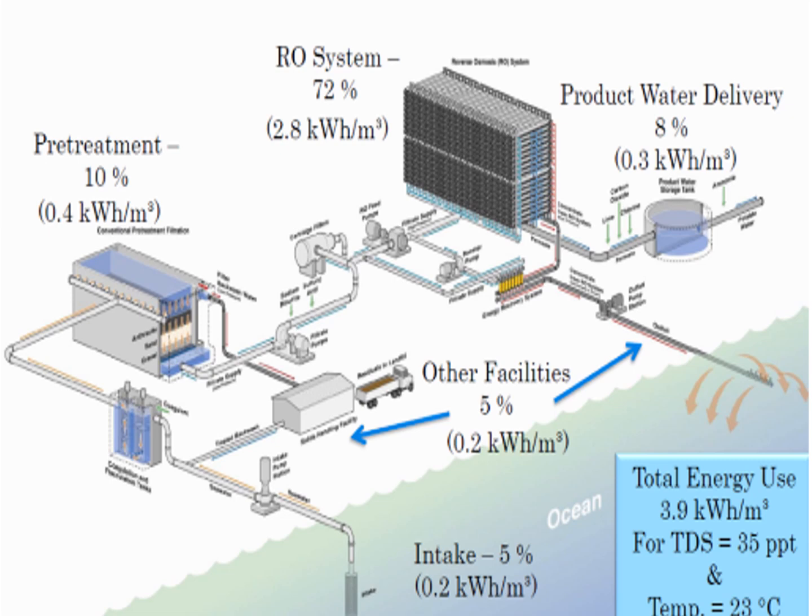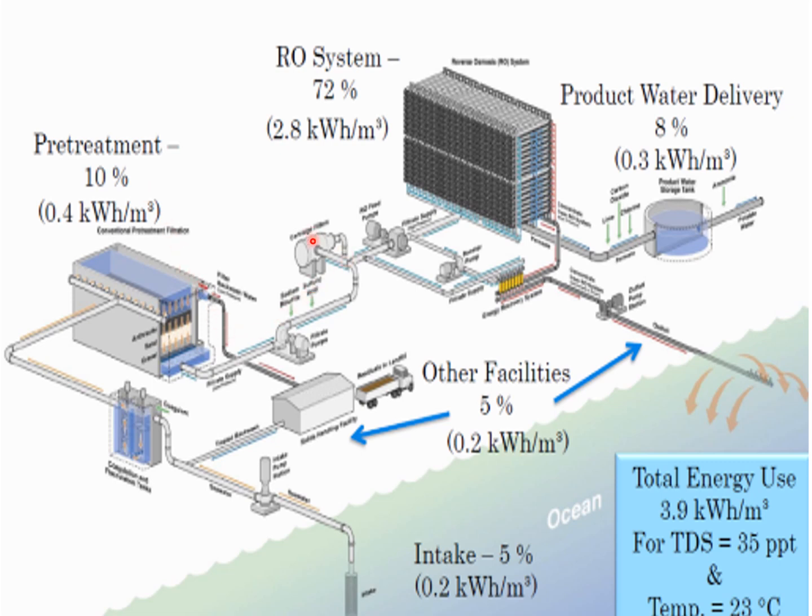So let's look at the energy distribution in a seawater desalination plant. So this is the overall total energy usage. 3.9 kilowatt hour per cubic meter is required to desalinate water with TDS concentration 35 gram per liter and temperature 23 degrees. So for intake from seawater, we collect seawater, so we need to pump. This will consume around 0.2 kilowatt hour per cubic meter. And this goes to the pretreatment, sand filtration or ultrafiltration. So we need pumping and pressure. So 0.4 kilowatt hour per cubic meter, almost 10% of the energy consumption in the desalination plant.